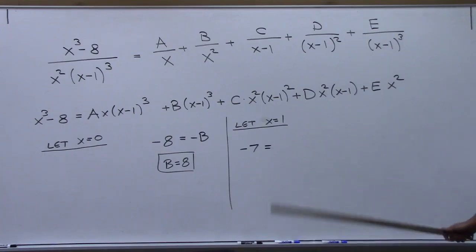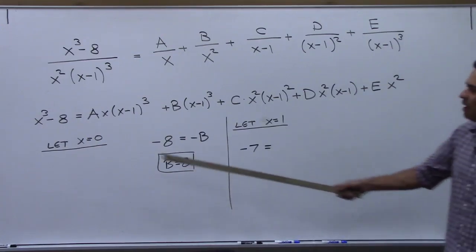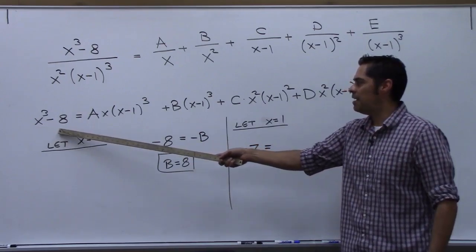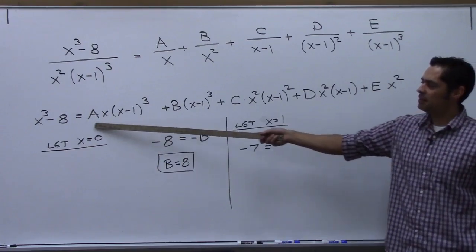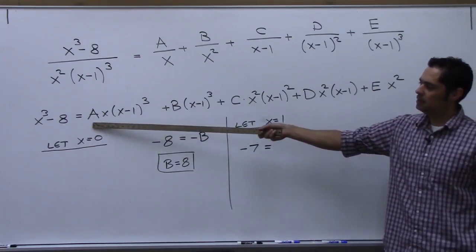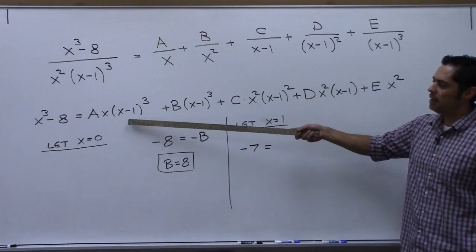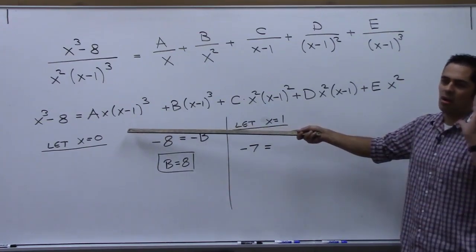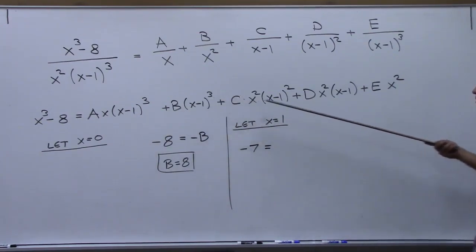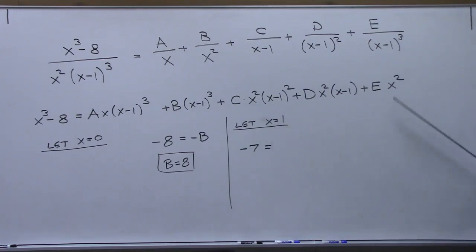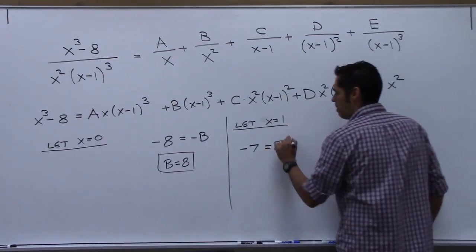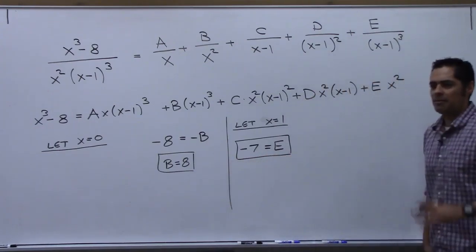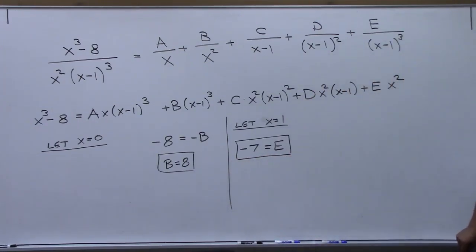Negative 7, right? We're doing 1 cubed minus 8. What about this one? That would just be 8. We have an x minus 1 in there. It's gone. Gone. Gone. There we go. We get one thing happening here, right? E times 1 squared is E. E is negative 7. So we have 2 of the 5, don't we?